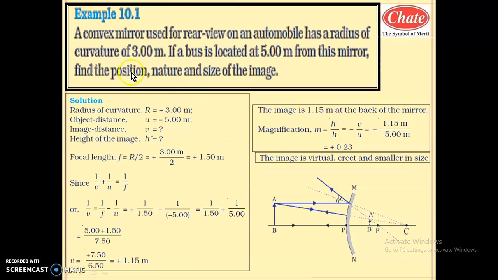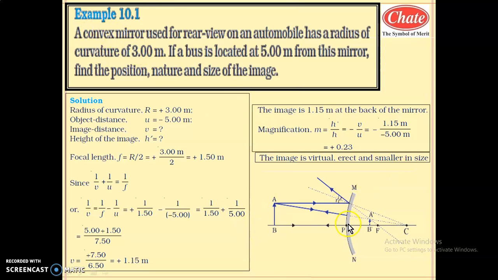Let us start the next part of this light reflection and refraction. If the question arises, draw the ray diagram for this. Why is the ray diagram like this? See here, this is a convex mirror. For the convex mirror, there are only two possibilities for the position of the object: one is at infinity and another is between infinity and the pole. Here the object is at 5 meter, which means it is not at infinity. So your diagram will be the second case diagram of the convex mirror.